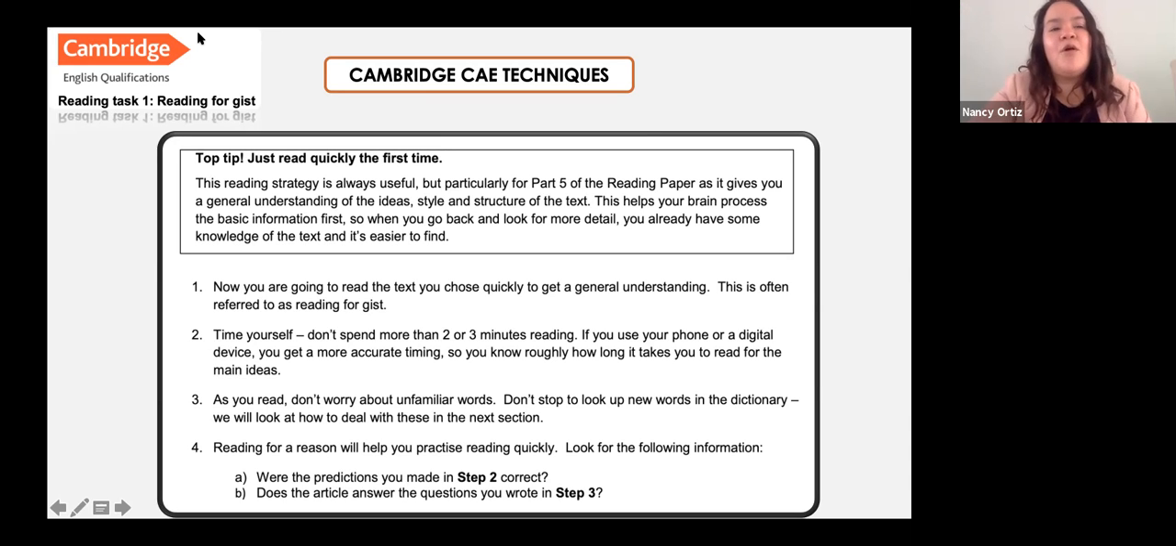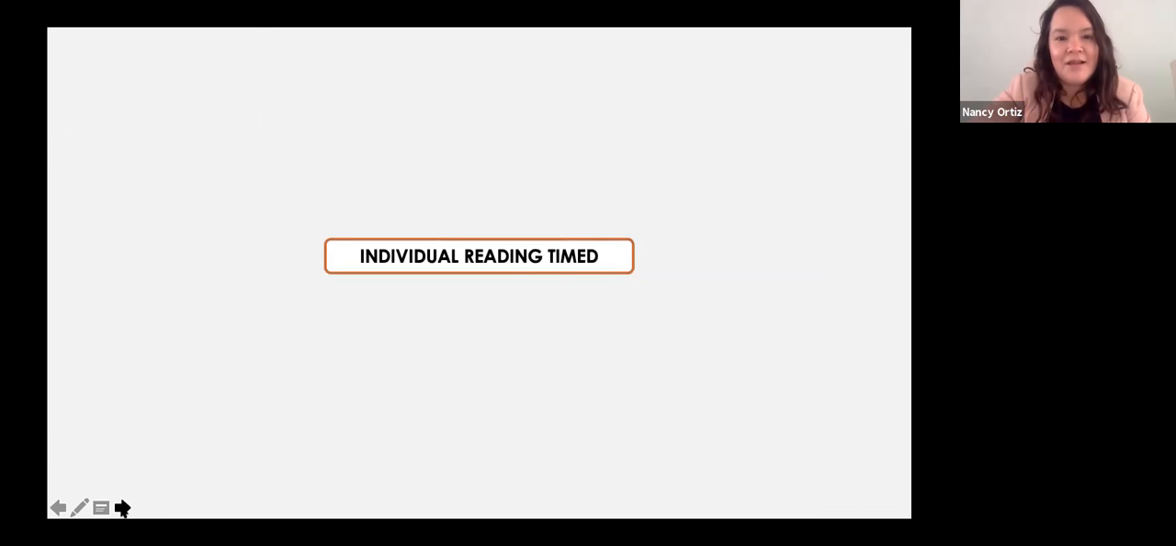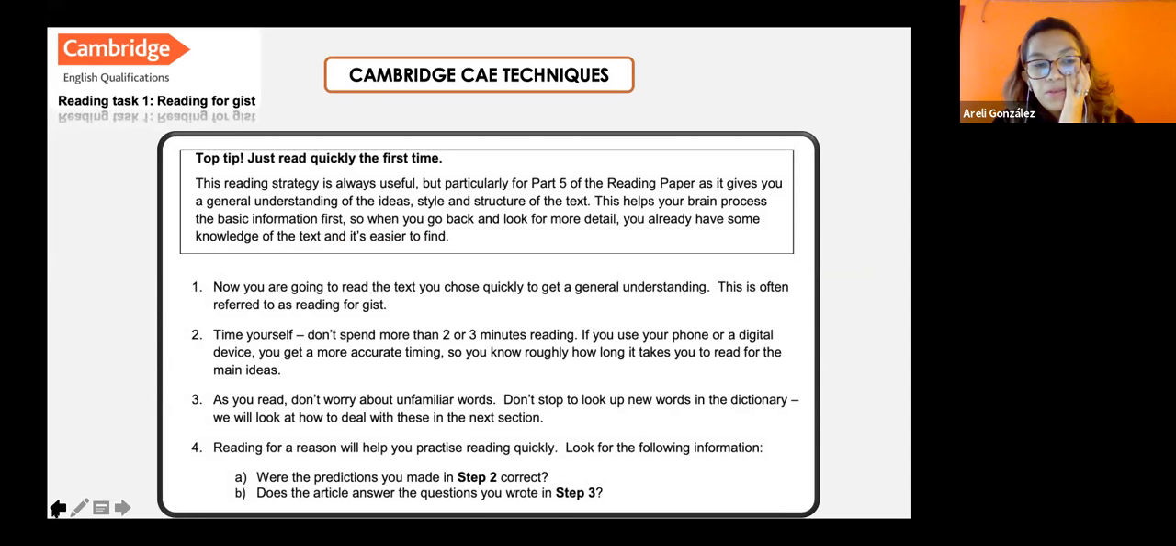Maybe right now we're going against what you know, but this is to teach you reading for gist. So if you read slowly, you're doing another technique, so you're not doing what Cambridge suggests in this step. We have more steps. This is why I need you to do as we say, okay? How long did it take, Mildred?